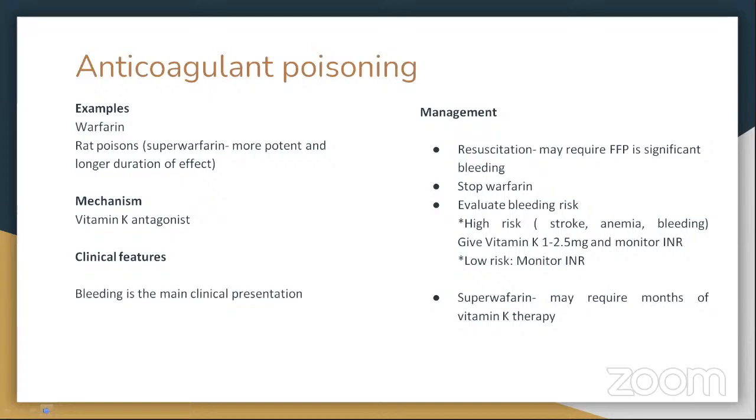So anticoagulant poisoning. Patients that are on warfarin that accidentally ingest more warfarin than needed, or deliberately take rat poisons, which the new rat poisons have superwarfarin, which is more potent and has a longer duration of effect. Warfarin is a vitamin K antagonist. Bleeding is the main clinical presentation. Management: ABCs, your circulation, stop the bleeding. You might require FFPs initially, and then your vitamin K.